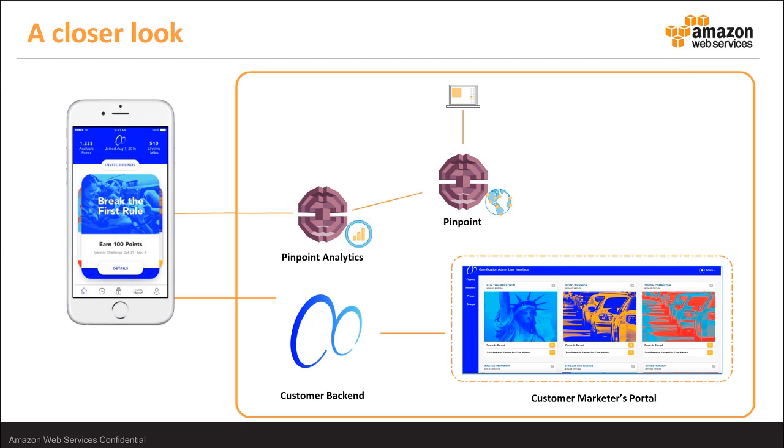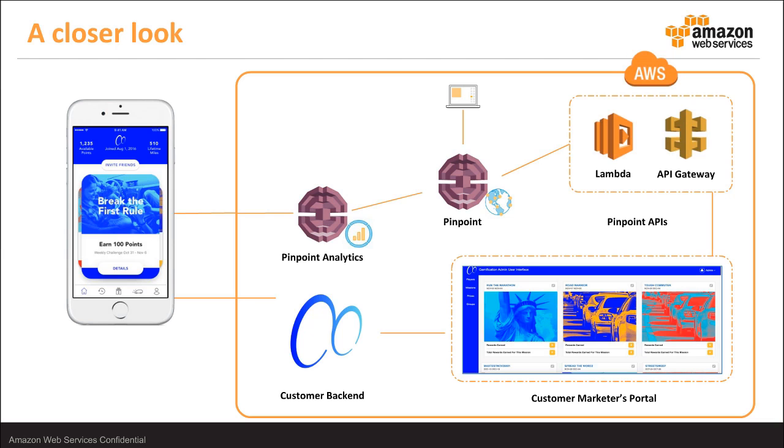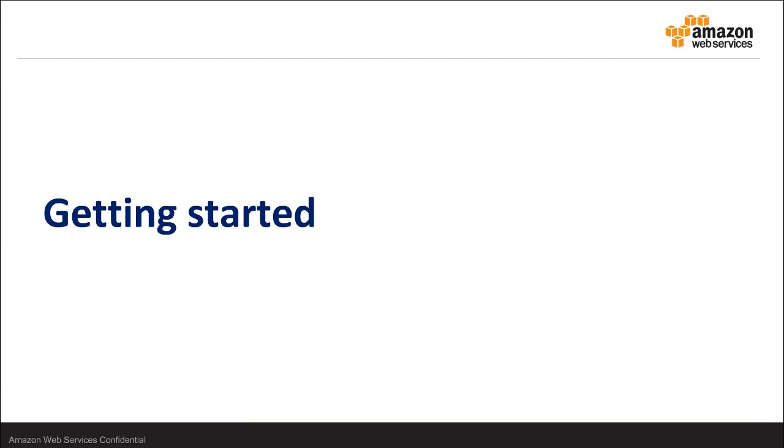Once you have done that, you get all of that segmentation information in Pinpoint. You then can define the right message to be sent to the user using the Pinpoint messaging console and/or the APIs. Okay, getting started.